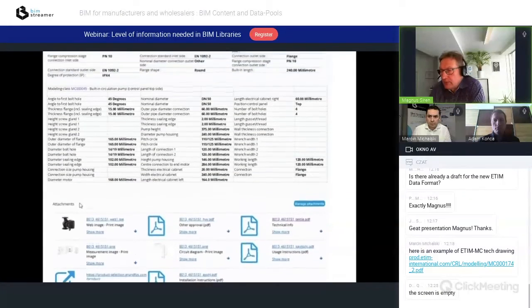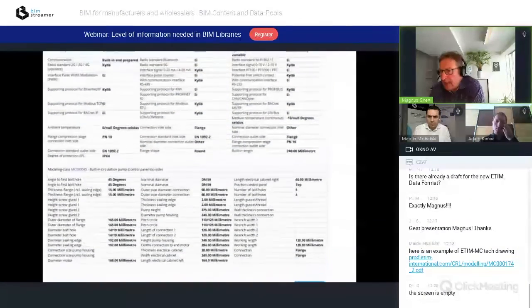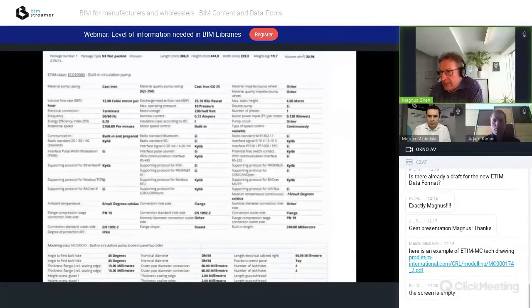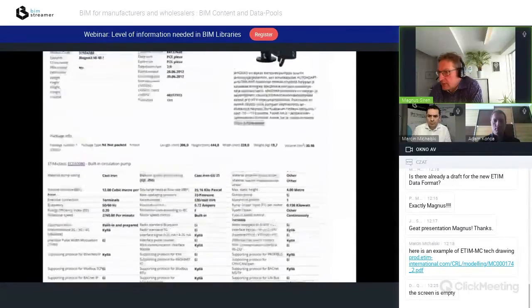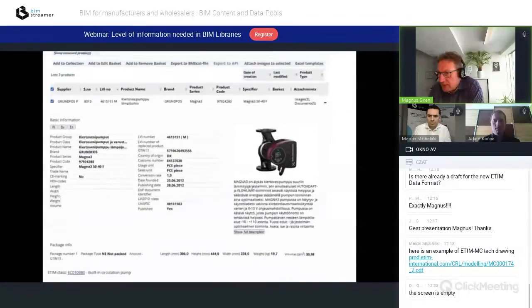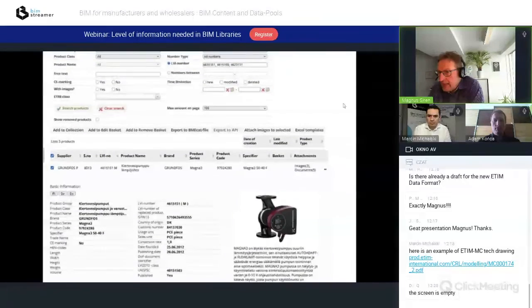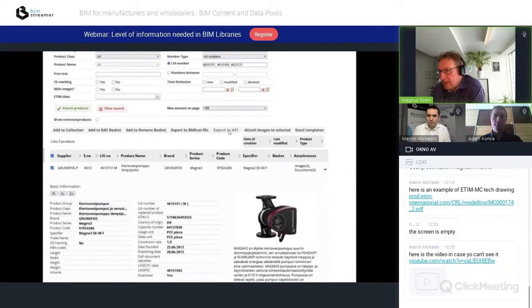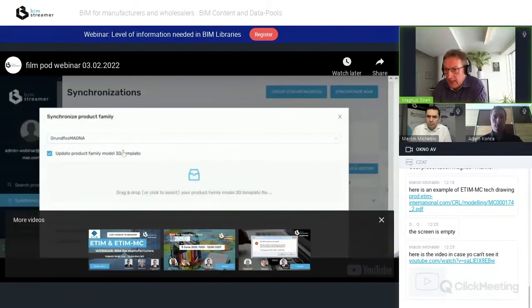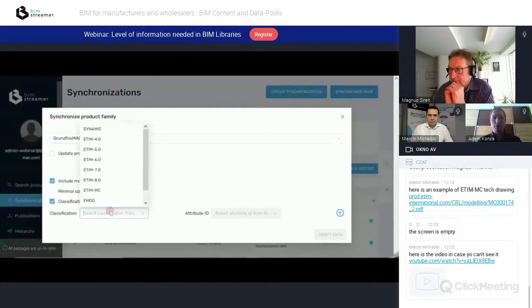Now what we do, we told you that we will export this through the API to the BIMStreamer. So we just go to the export API and click that button, and then we just choose who we're sending it to. And next, Adam will tell us how this works from there on. So that was the export from our database. So let's check now what will happen on the other side.